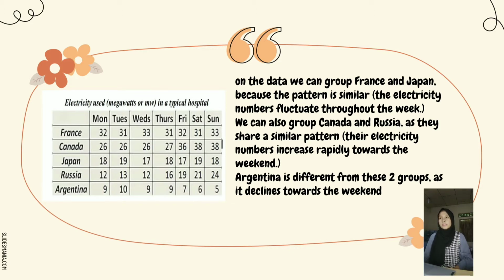The electricity numbers fluctuate throughout the week. We can also group Canada and Russia as they share a similar pattern. Their electricity numbers increase rapidly towards the weekend. Argentina is different from these two groups as it declines towards the weekend.